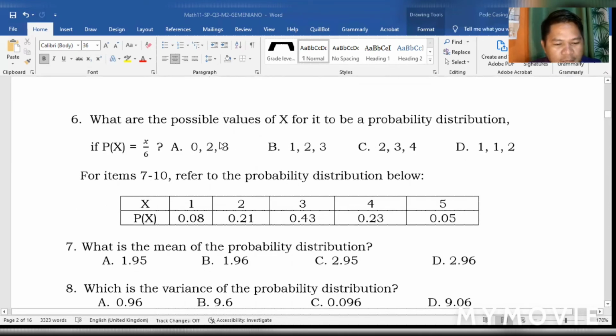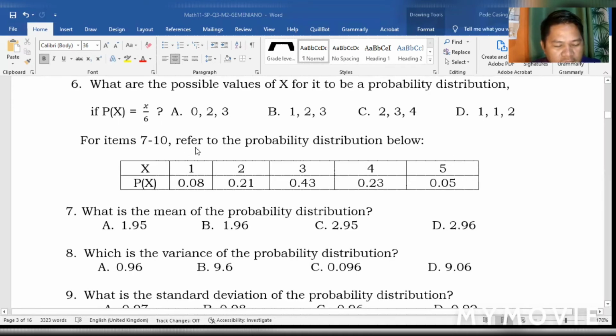Number six, what are the possible values of x for it to be a probability distribution if the probability of x is equal to x over 6? A 0, 2, 3, B 1, 2, and 3, C 2, 3, 4, or D 1, 1, 2.